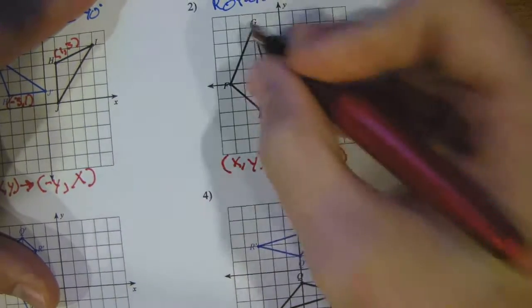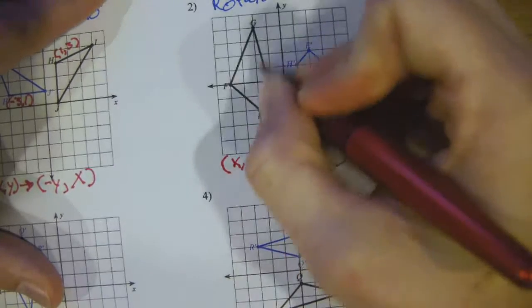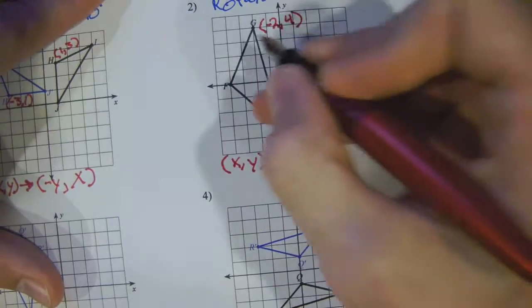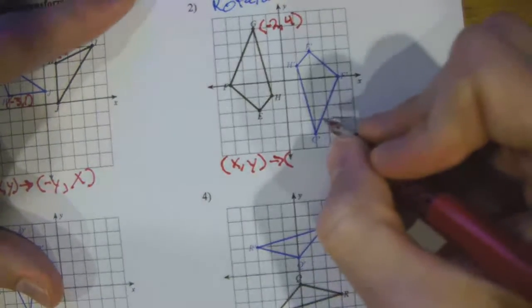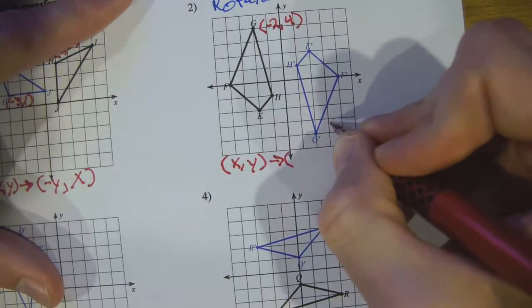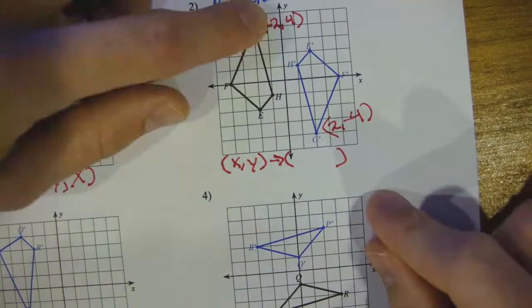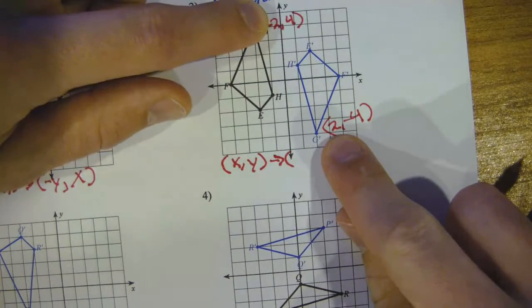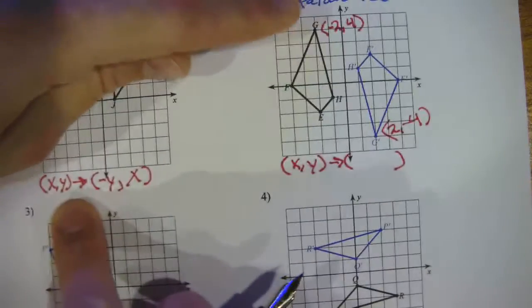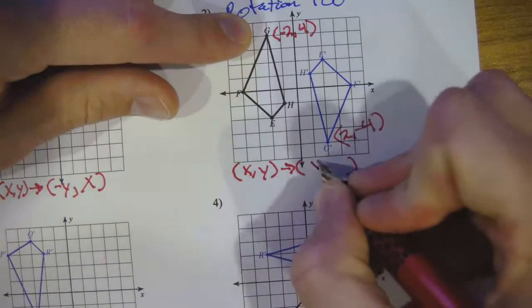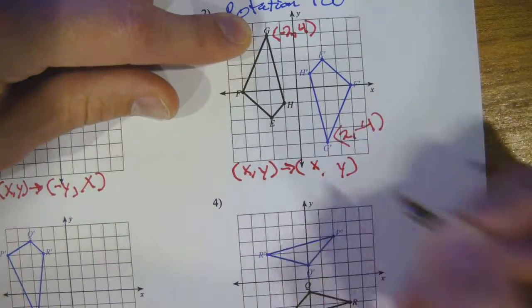Let's see what happened. Let's use G. G is at -2, 4. G prime ended up down here at +2, -4. Notice this 2 is still a 2. So the x's and y's don't trade positions like they did with the 90-degree. They stay in their current spots. So x and y stayed in the same positions.